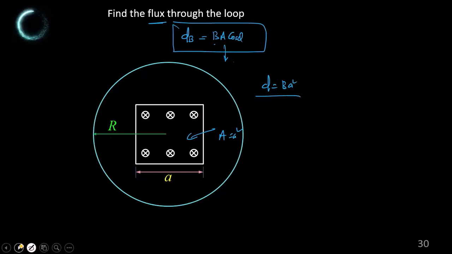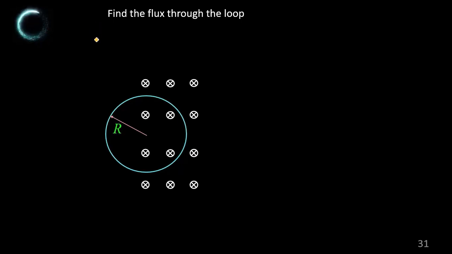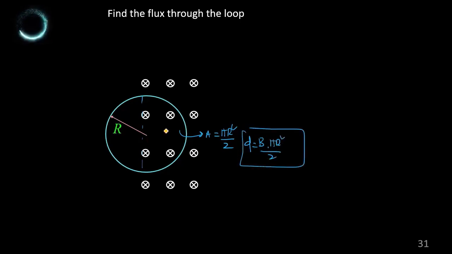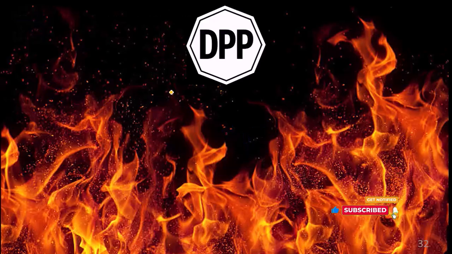Every time the area should be the area inside which the magnetic field is there. Now here, only the half portion of the loop is encountered with the magnetic field line. So the area should then be pi r square by 2. So phi should be equal to B into pi r square by 2. So the area inside which the magnetic field is there is going to take part in the calculation of the flux. So phi should be dependent on that area.